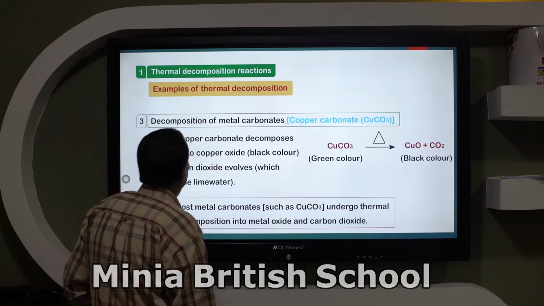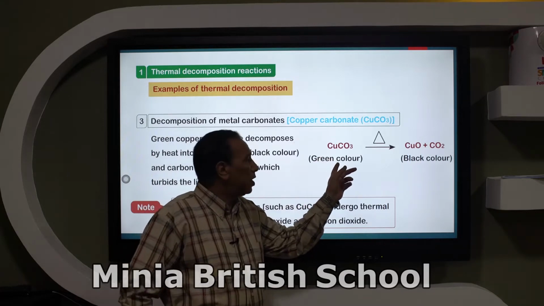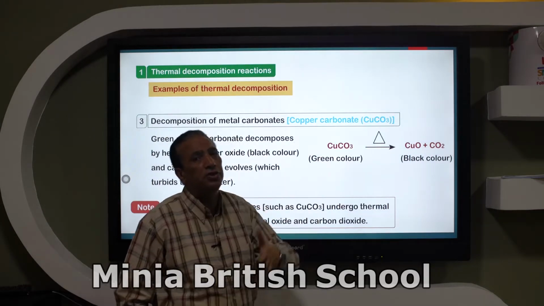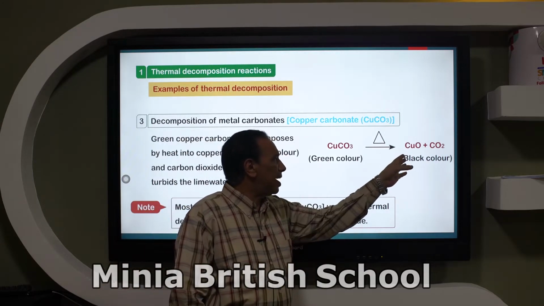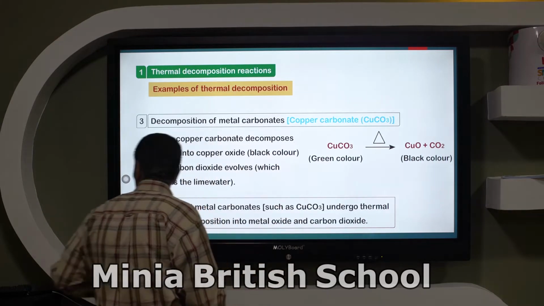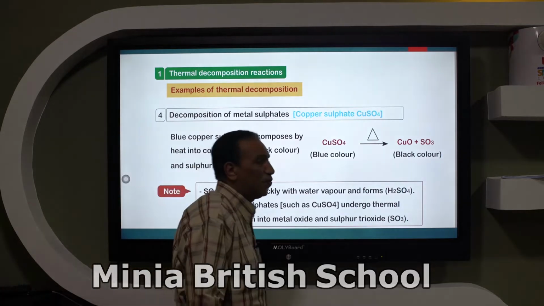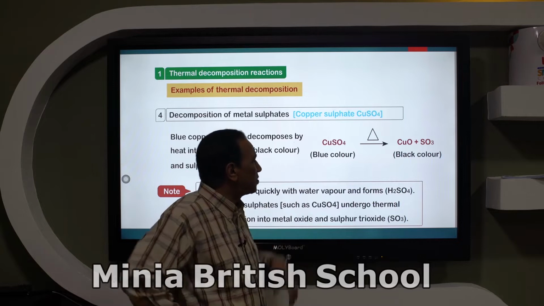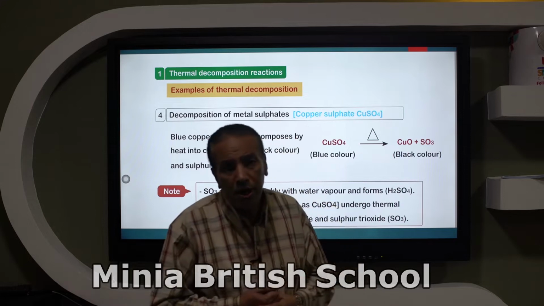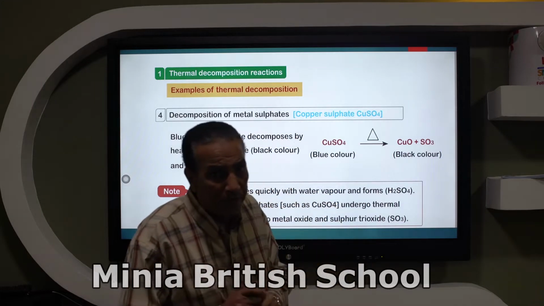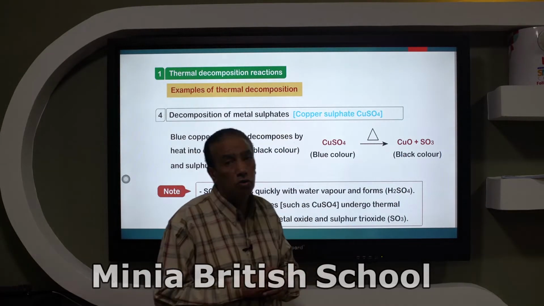The third one is the decomposition of the green copper carbonate. Copper carbonate here has a green color. If you heat it, it will decompose into copper oxide, which is black in color, and carbon dioxide. The fourth one is the decomposition of copper sulfate, CuSO4. Copper sulfate is blue in color. It decomposes also into copper oxide, which is black in color also, as in the equation before, and sulfur trioxide.